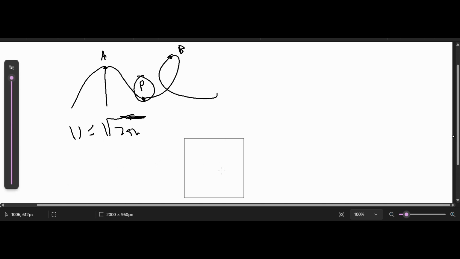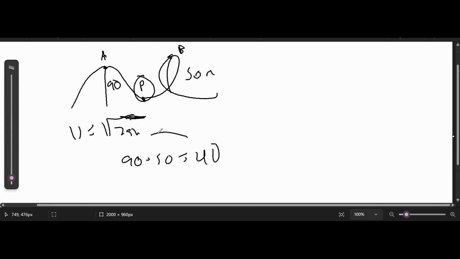And the next one says B, calculate the speed vB of the car at point B, and then you just have to plug in your differences. So you know this is 50 meters and this is 90, right? So it's literally just 90 minus 50 equals 40. You plug it right back in. Super easy.